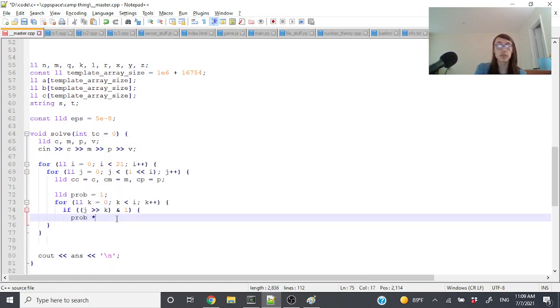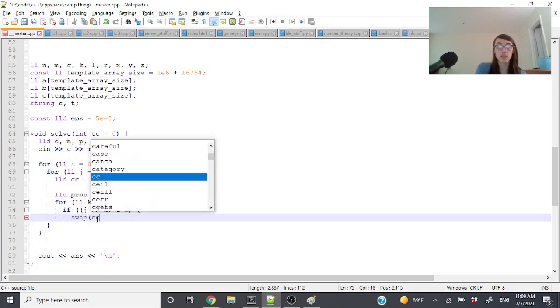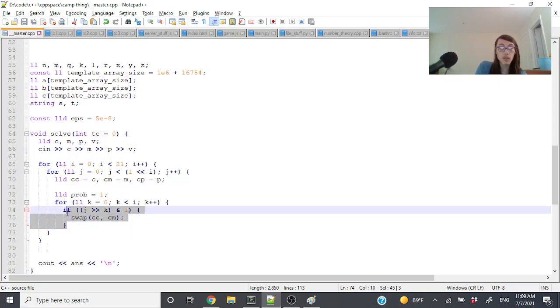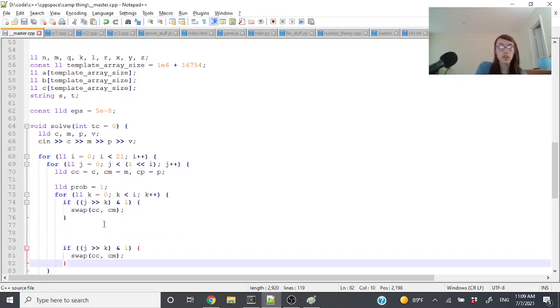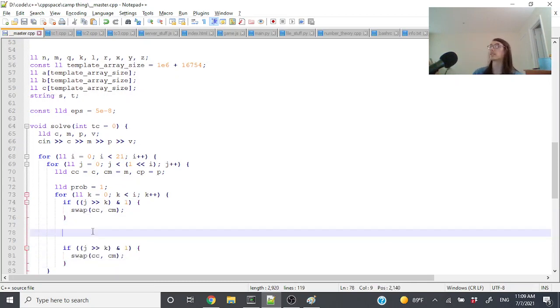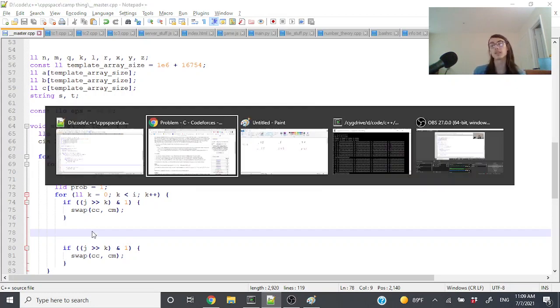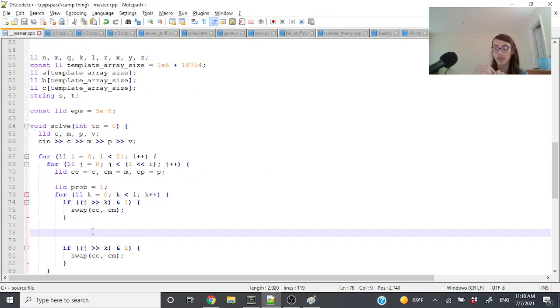prob times equals cc. Actually, we can do some trick here. Basically, we treat it like we're always taking from CC, and then if not, we swap the two so that the CM becomes CC and CC becomes CM, that variable. So we can just do it once and not have to copy paste the same thing twice. But yeah, CC is like the current C again, CM is the current M.